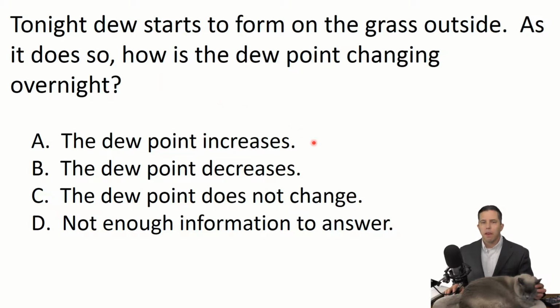Okay, so if dew is forming, that means we have condensation. If we have condensation, that means that we're taking water molecules and bringing them down and putting them onto the grass, onto the ground somewhere, and that is removing water from the air. We have to remove water from the air to make dew. Okay, so if we're making dew, we're removing water from the air, and that is decreasing the dew point. So we're going to decrease the dew point as we remove water from the air to make the dew.